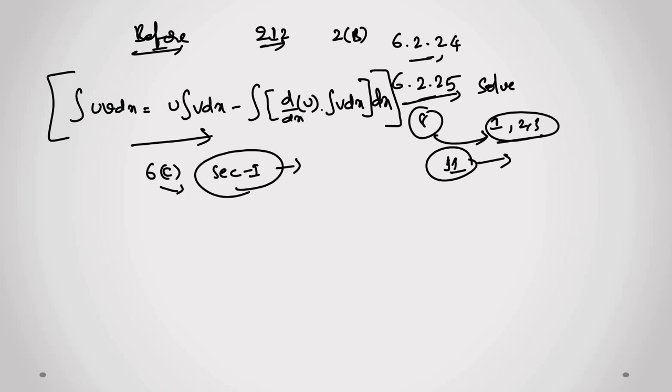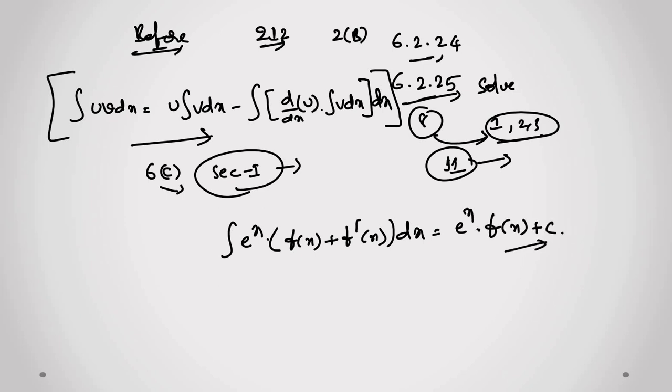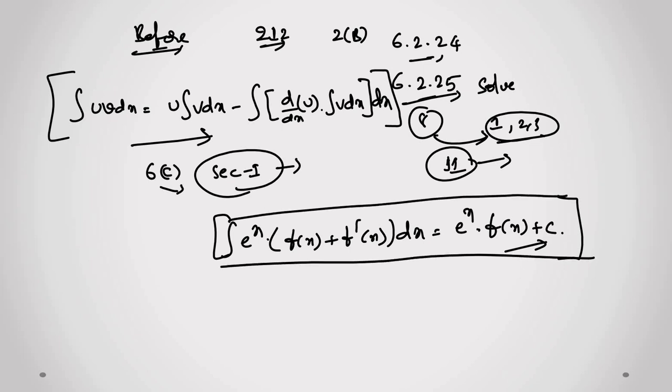And again, one more formula is very, very important. In the case of e power x into f of x plus f dash of x, dx, it is equal to e power x into f of x, plus c. This is a very, very important formula you have to practice. Practice this 5 times and the other one also 5 times, and you will get it easily. So please practice before you start the questions.